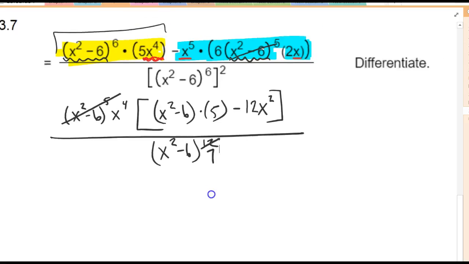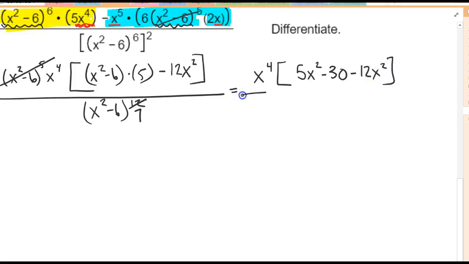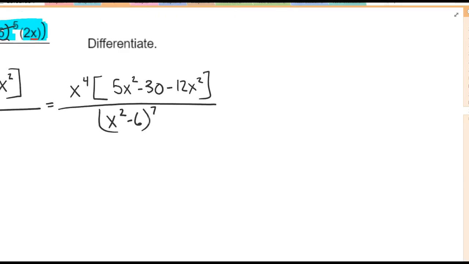So simplifying a little further, I don't know how far it goes down, but I'll just keep going. I have an x to the 4th. Let's see, I would end up with a 5x squared minus 30 minus 12x squared in the numerator, divided by x squared minus 6 to the 7th power in the denominator. See, I can simplify these two terms. I have 5 minus 12.